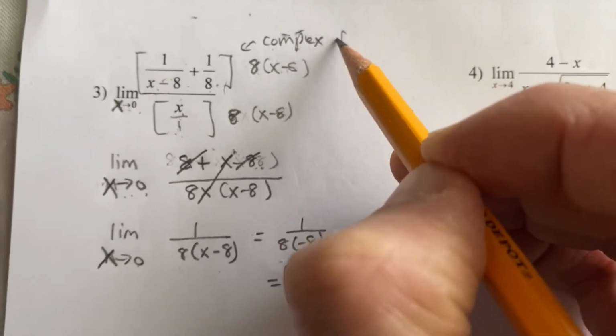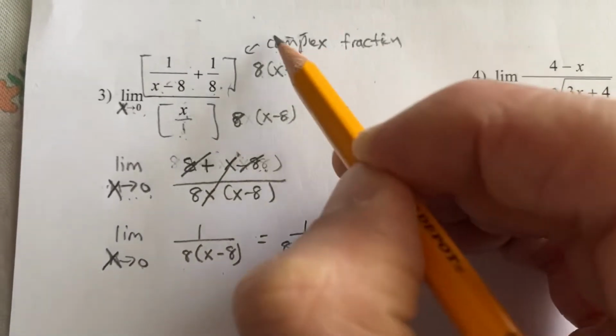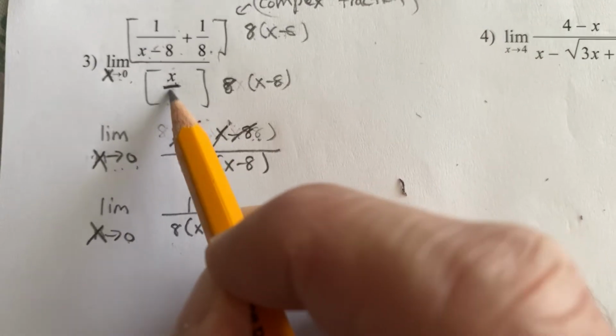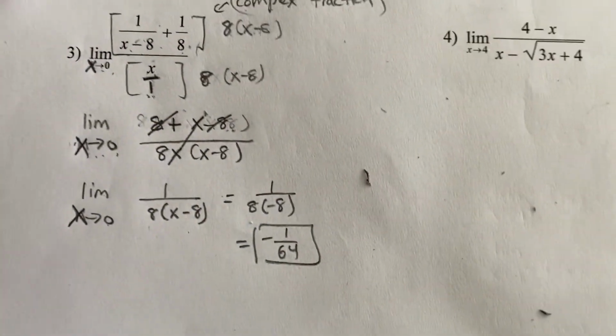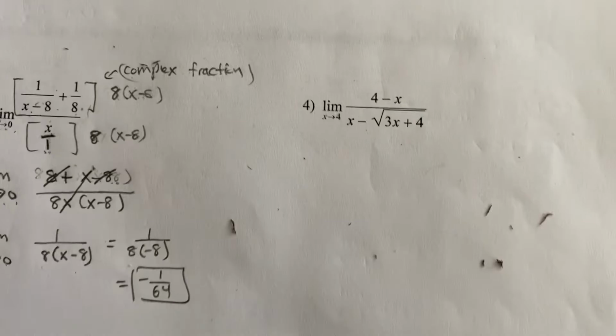I apologize for making that mistake of including the x over here. You shouldn't include it. The denominator here is a 1. Okay. All right, so let's move on to this last problem here.